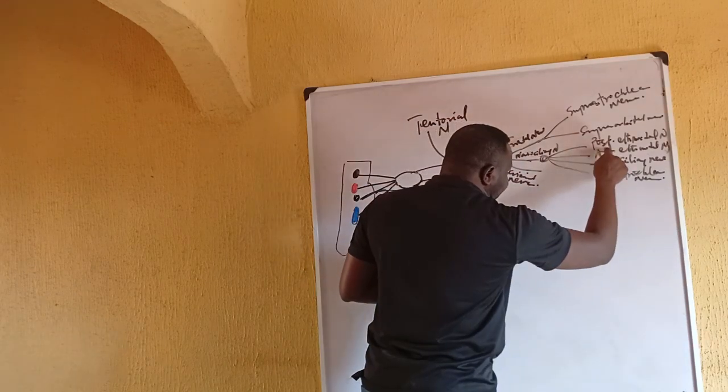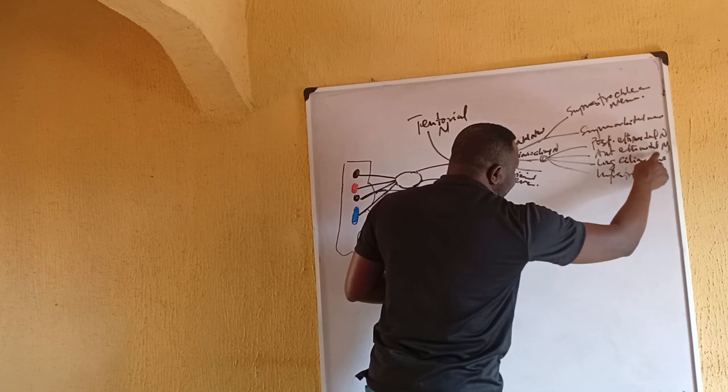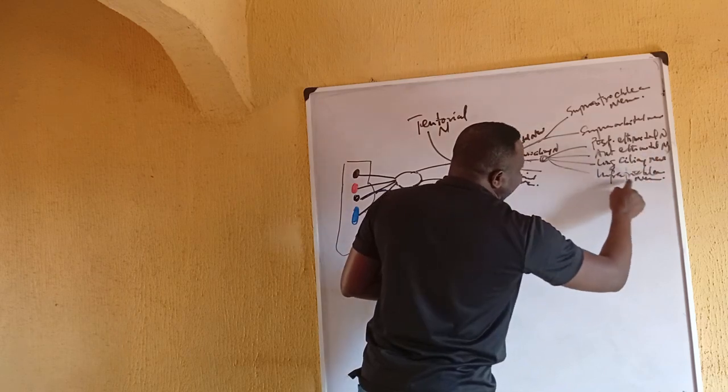The first one is the posterior ethmoidal nerve. We have the anterior ethmoidal nerve, we have the long ciliary nerve, and then we have the infratrochlear nerve.